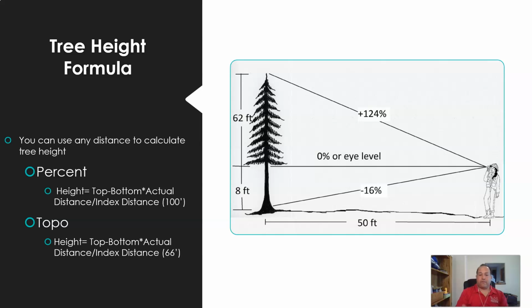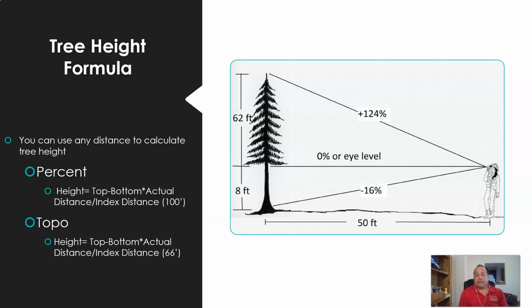But it's 140 times the actual distance, which is 50, over the index distance, which is 100, or 140 times 0.5, which would mean I've got to cut it in half, which means it's 70 feet tall. And so 62 of that feet was in this top angle and 8 of that feet was in this bottom angle.